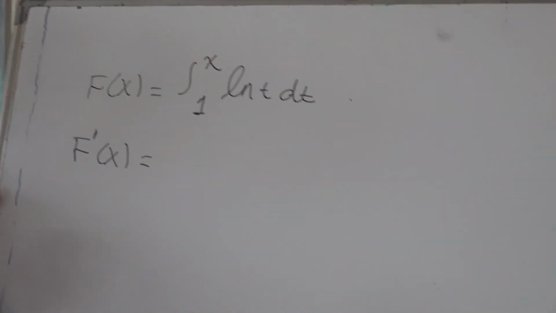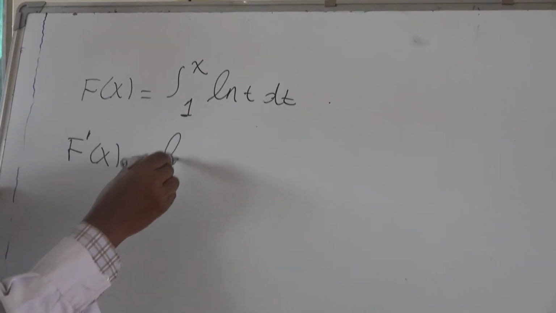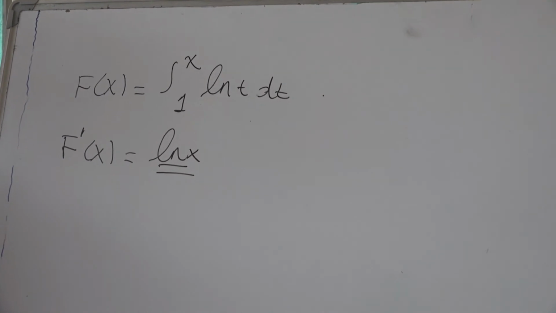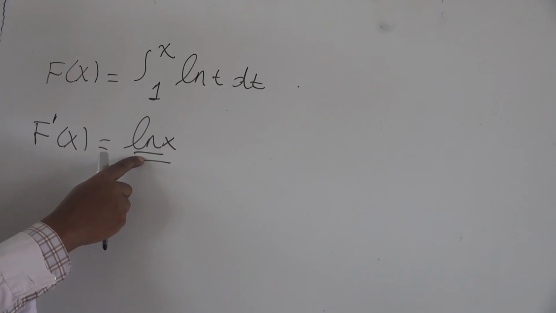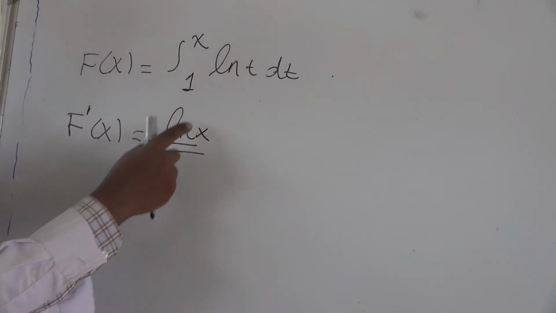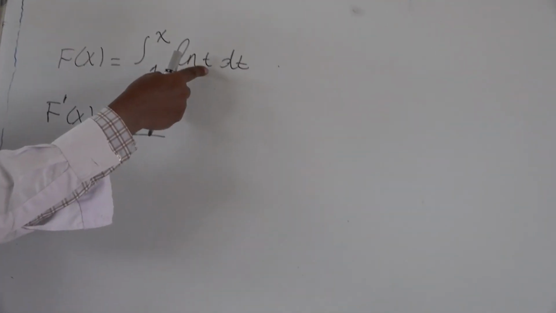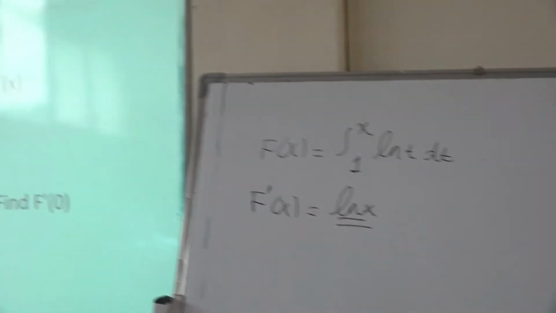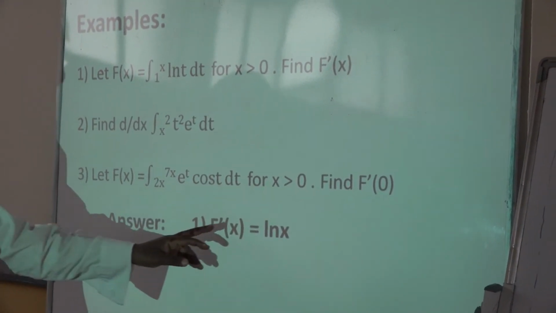F prime at x, it is a matter of writing the inner function in terms of x. So you'll have simply ln x. If it were, for example, e to the power of t, we'll have e to the power of x. If it is cos t, we'll have cos x. Therefore, it is a matter of changing the variable from t to x. So you'll have ln x. So F prime at x is ln x.